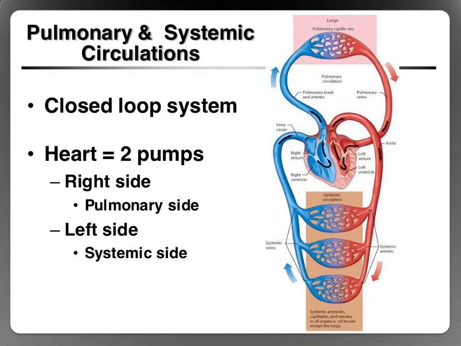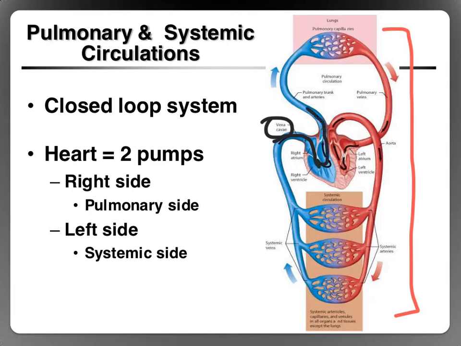Together the pulmonary and systemic circulations are a closed loop system. So what we have here is a closed loop system where blood never leaves the system. It's just constantly circulated throughout the system. If you trace blood flow, if we start here from the vena cava, the blood enters the right atrium through the vena cava, goes into the right ventricle after passing through the AV valve, leaves the right ventricle and the heart through the pulmonary arteries, and that carries the blood through the lungs, the capillaries of the lungs.